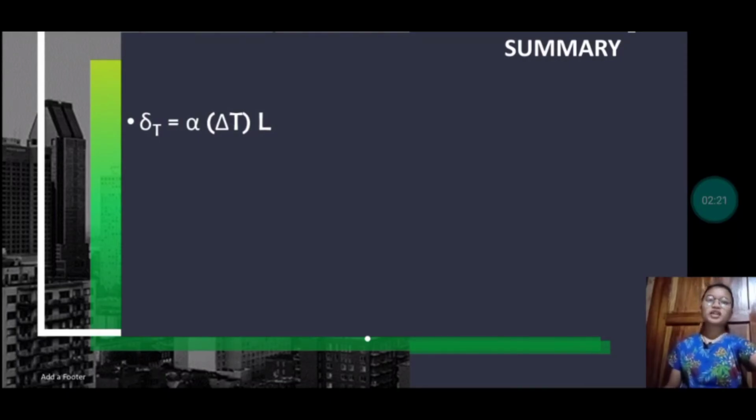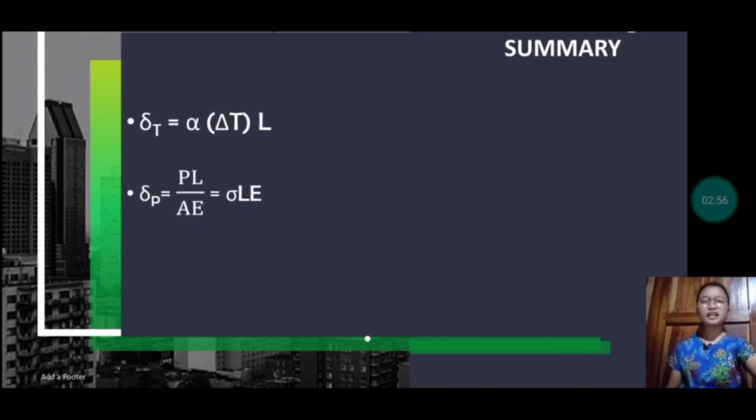And to solve for the deformation due to equivalent axial stress, this is given by the deformation due to load, which is also equal to P, which is the force or the load or the pressure times length all over area times E, which is the modulus of elasticity, which is also equal to stress times length over modulus of elasticity. So these two equations are the general equations that will be used in solving thermal strain problems.